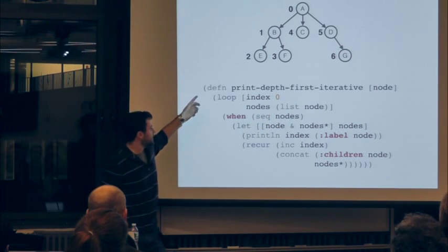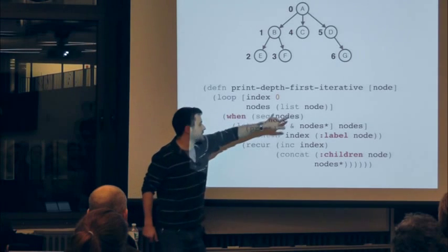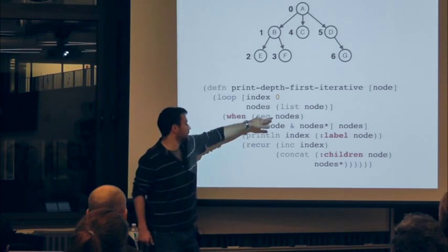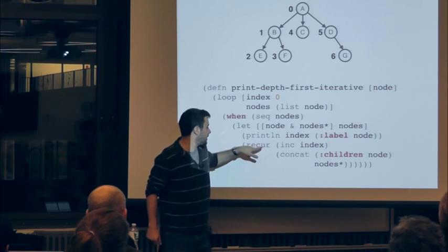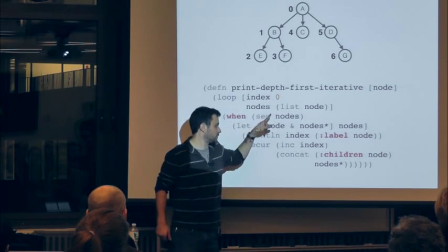And this is pretty simple. We just start at index 0. We have the list of nodes to visit. If there are still nodes to visit, we continue. We pop the first node off, we put an index on it, and then we increment the index and go on to the children.